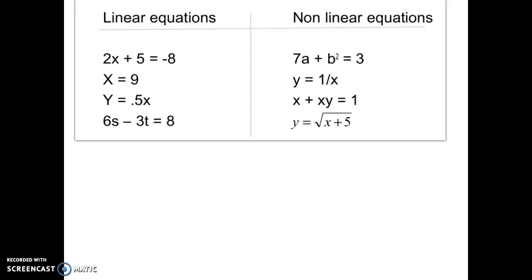And finally, we have nothing under the square root. If there is a variable underneath the square root, not a number, it is a nonlinear equation. Numbers can be under the square root, but not variables.